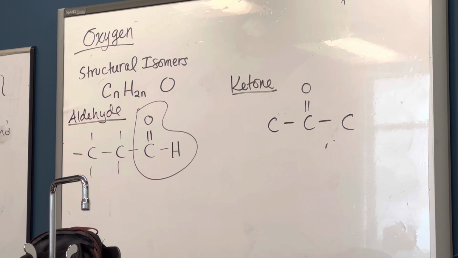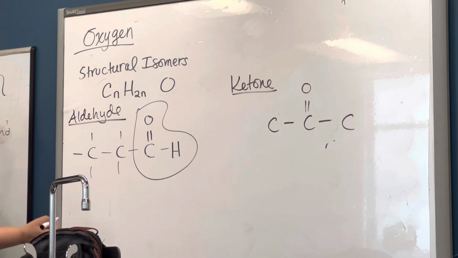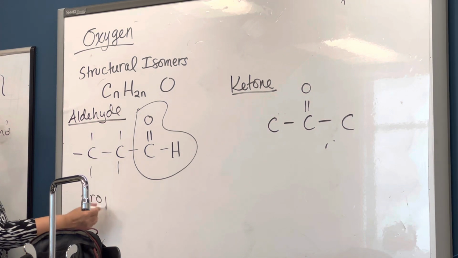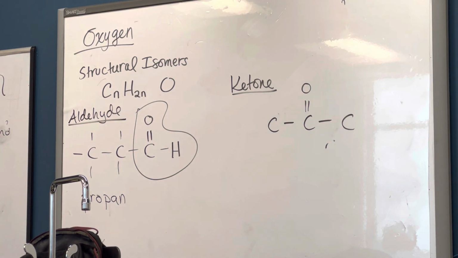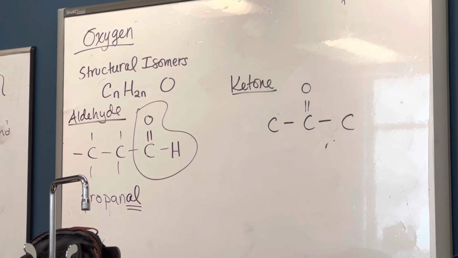If I wanted to name the one on the left, the cho, as I like to call it, count the longest chain, prop. All right, propane, can you find me the suffix I associate with aldehydes? How differently I write an A and an O? Because I write my O so goofy. It's because it matters. It does.